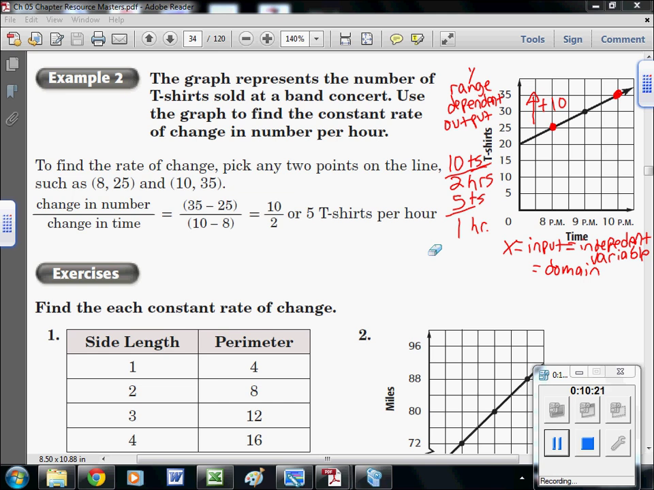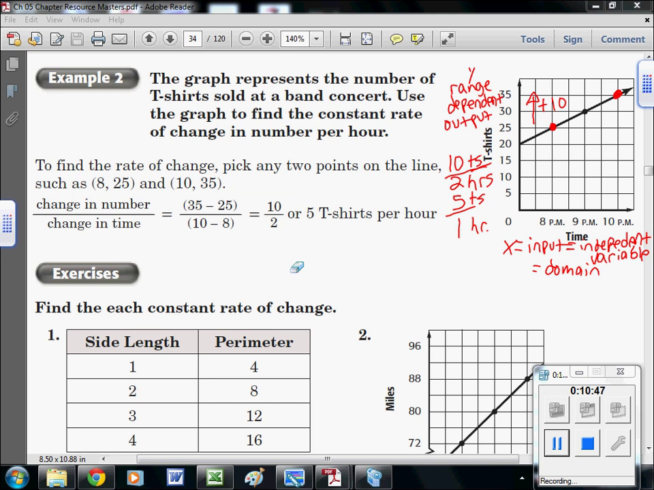If you wanted to calculate this, if let's say the graph wasn't available, or let's say the graph was not clear enough, you could use points on the graph. So what this says up here is to find the rate of change, pick any 2 points on the line, such as 8:25 and 10:35, which are the two we just used. Okay, meaning 8 hours and 25 t-shirts, or 8 p.m., 25 t-shirts, or 10 p.m. and 35 t-shirts. Here's what we do.